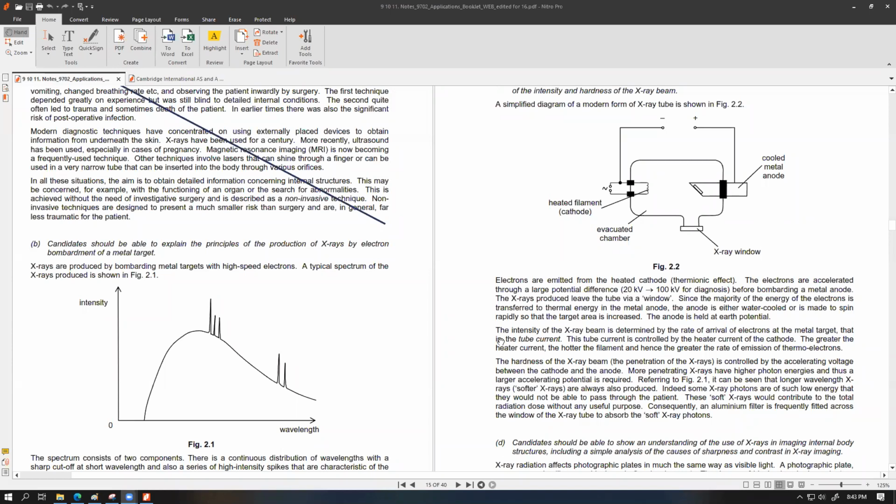the continuous distribution is attributed to the atom being mostly empty space, and it is possible for the incoming electron to decelerate to any random value as it passes through the electron structure or the lattice structure of that metal target.